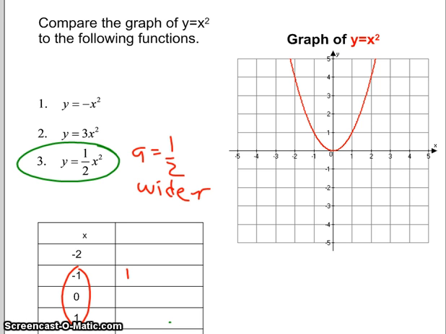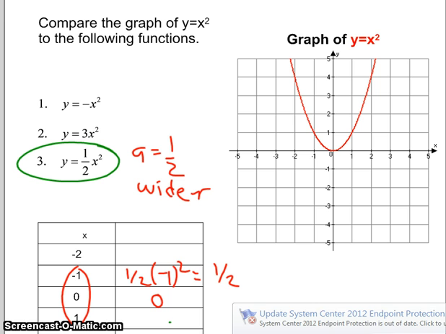So that's going to be 1/2 times -1 squared is equal to 1/2. 0 squared times 1/2 is 0. And then 1 squared times 1/2 is 1/2. So let's see, I'm going to put this in blue. -1, 1/2 is here. 0, 0 and 1, 1/2 is a parabola that's going to be wider than normal.